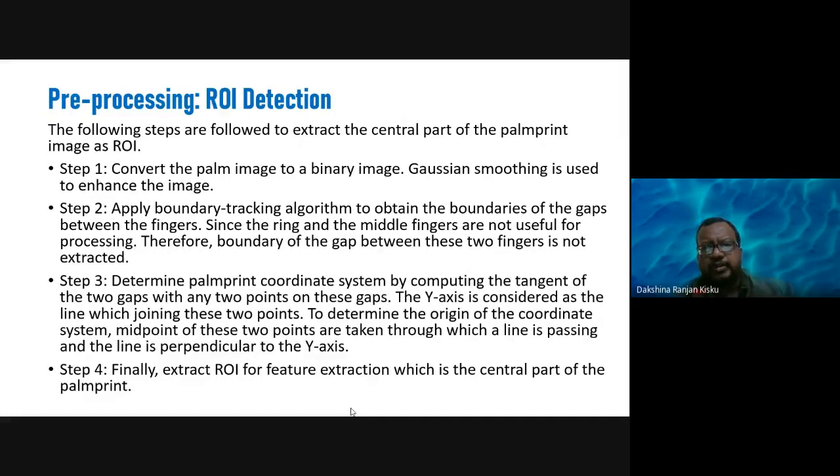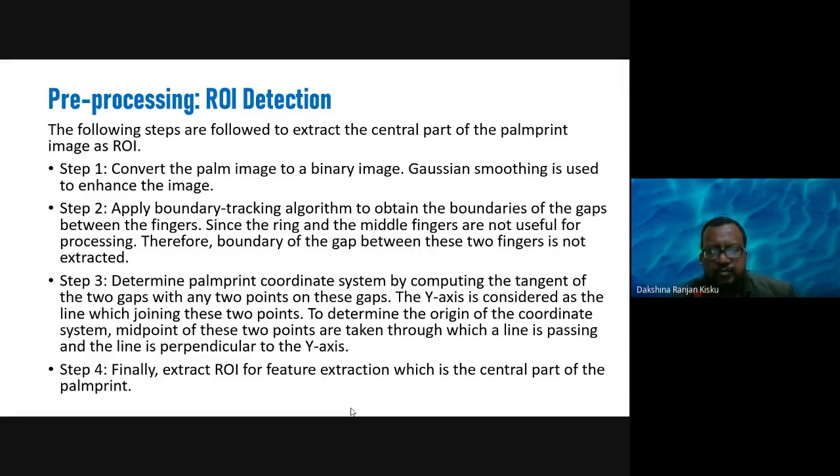A meaningful region of interest means we will see all the principal lines that can be observed on that region of interest, and we can also see the ridges, wrinkles, and creases, all found in that region of interest area. Okay. There are a few steps that can be followed to extract the central part of the palm print images as the region of interest. Now in step one, we apply the Gaussian smoothing filter to enhance the image.